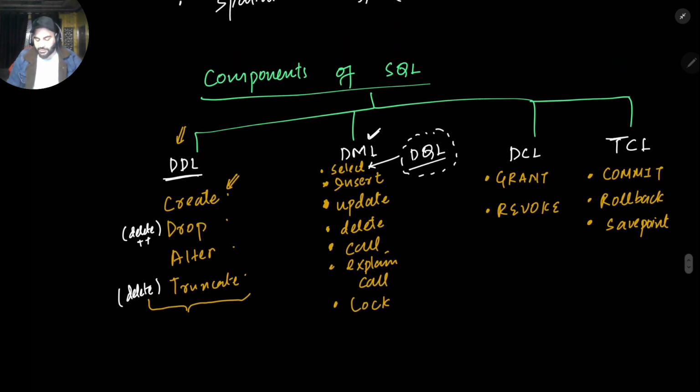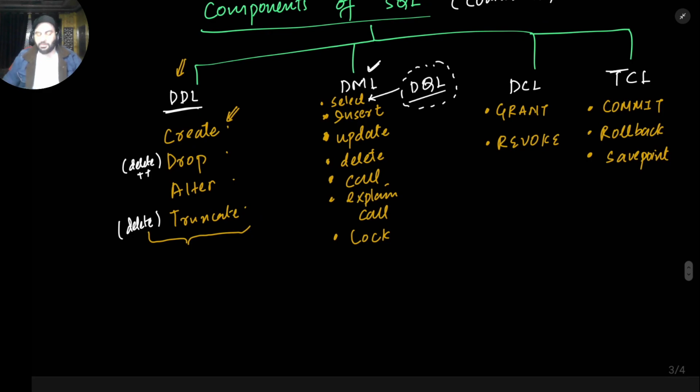Components in SQL, and commands. Why do we call it a command and not a function? Because it's a declarative language, we just declare something. That's the reason we call them commands. Now we'll go into the in-depth details of these commands, how they work and things like that. So is this clear?